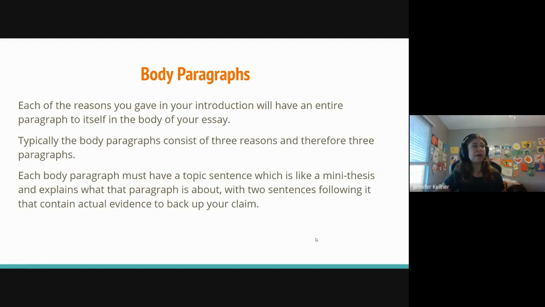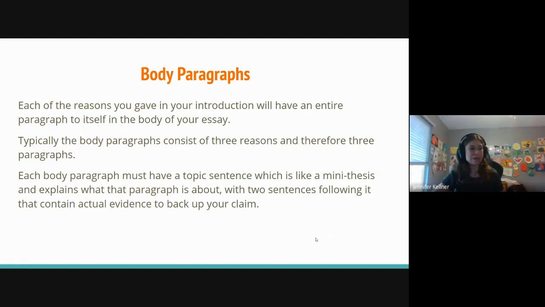And then in your body paragraph, you want to have two or three examples or pieces of evidence to back up what you're saying. The first sentence of your body paragraph is like a mini thesis. It's called a topic sentence. A topic sentence is not a thesis because it's not as big of a statement. It's not as final of a statement, and it's typically not worded the same way as a thesis.